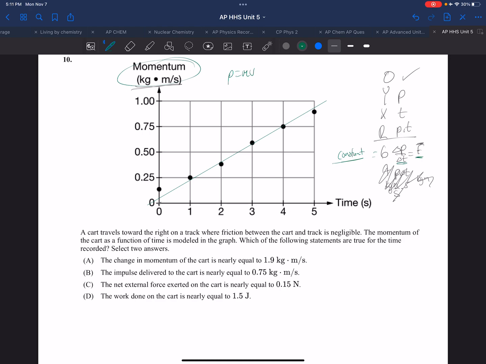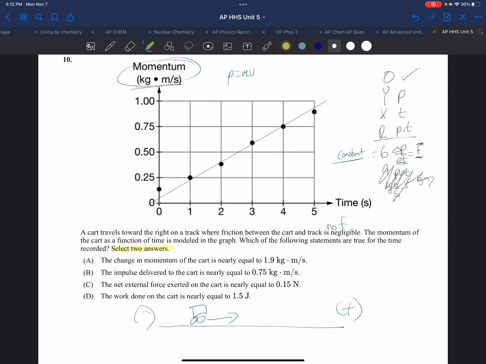All right, so a cart travels to the right on a track. Moving like that to the right. Friction is negligible. Good, so no friction. Momentum of the car is modeled in the graph. Which are true for the time recorded? Select two answers. Which is true?